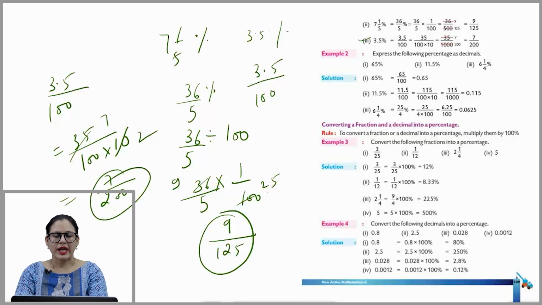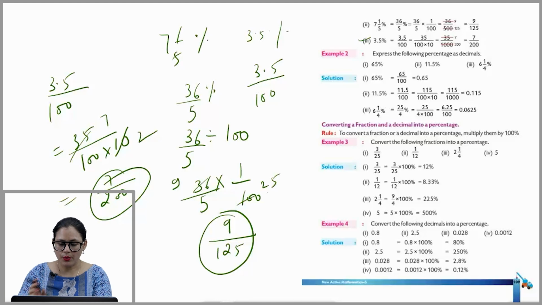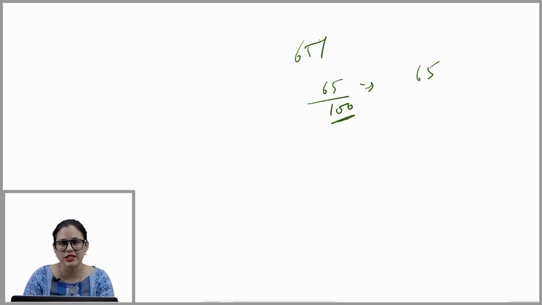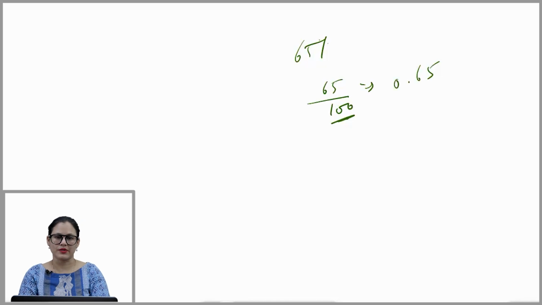Now example 2, express the following percentage as decimals. We have given percentage and we have to express them as decimals. So the first one we have is 65%. So 65 by 100. But we have to convert it into decimal. So 65, and there are 2 zeros in 100, so we will put decimal after 2 digits starting from the right. So 1 2 decimal, so 0.65.